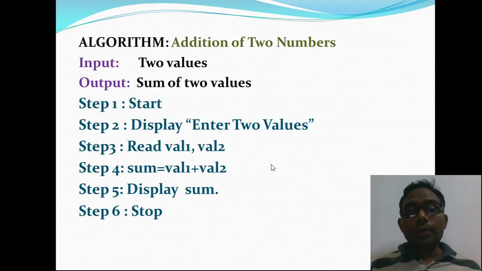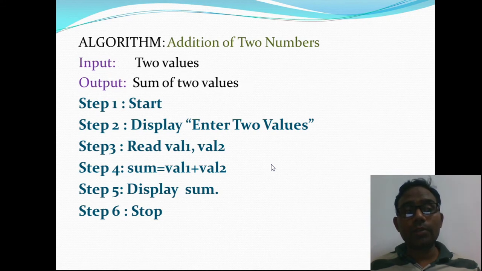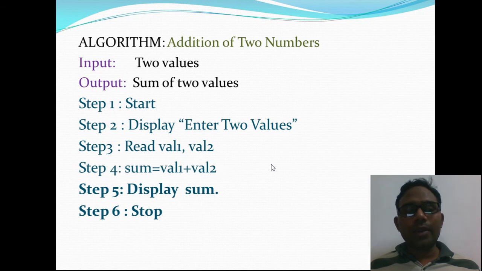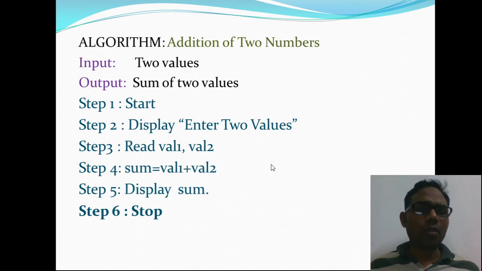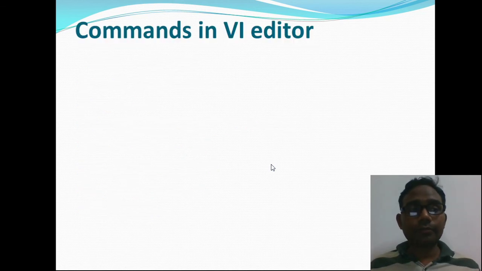Now, in the previous videos, you have seen the algorithm for addition of two numbers. I hope you recollect. The input is two number values, and the output is the sum of the two values. Step one is always start. Step two, display enter two values, read value one, value two. Sum is equal to value one plus value two. Then display the sum, then stop. This is the algorithm we have seen. We have even seen a flowchart.